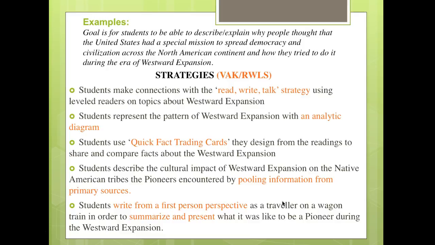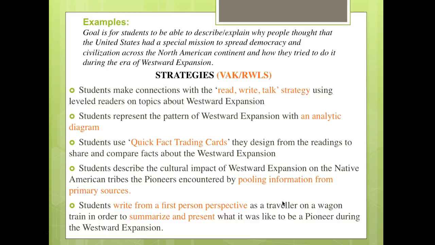So, what isn't a well-written strategy is something like students will write in their journal about a traveler on a wagon train. There's no context there. So again, just like the assessments, we need the context. It's important to include that in strategies. And if you remember, your assessments are the scaffold for your instruction. So all your instruction should reflect the assessments.